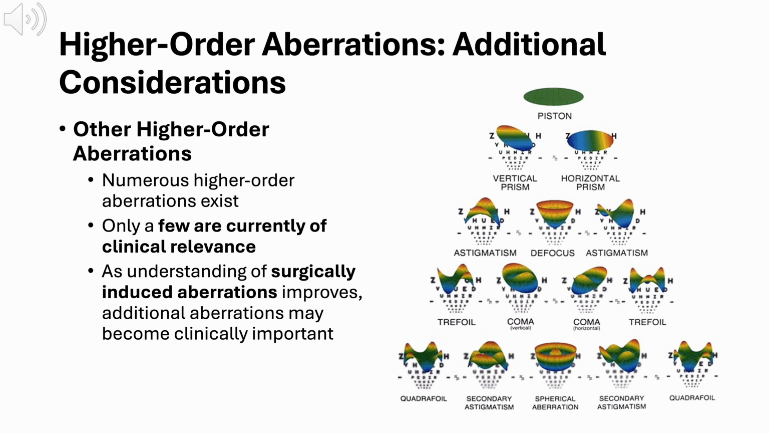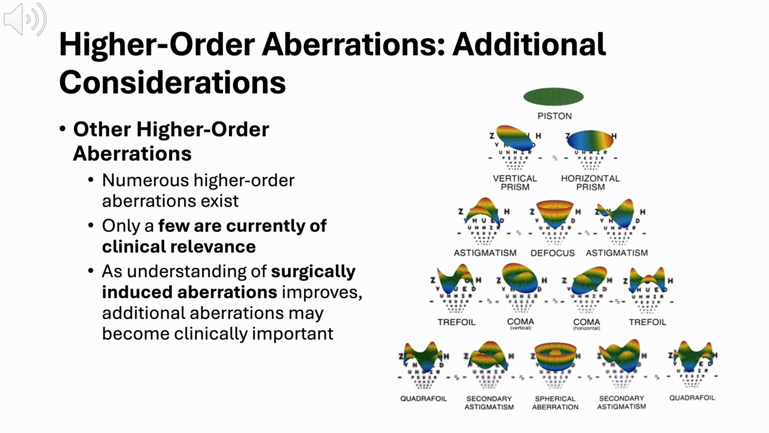There are many different higher-order aberrations that can be mathematically described, far more than the few we routinely talk about. In current clinical practice, only a small number of these are consistently relevant because they have the biggest impact on visual quality and patient symptoms. That said, this is an evolving area.